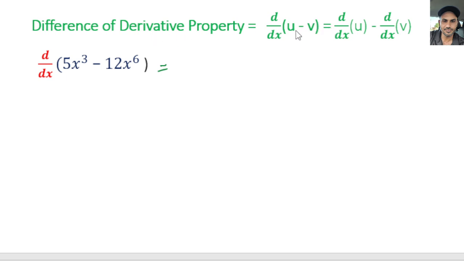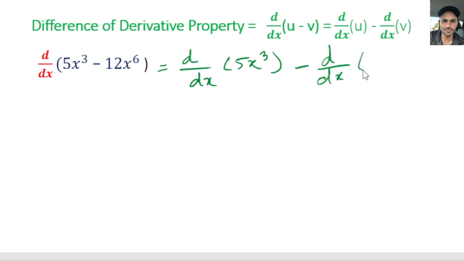in this property form. So we have d over dx of 5x to the third power, 5x cubed, minus d over dx of 12x to the 6th power. Okay, so I separated the terms inside this expression independently. I wrote them as a derivative of each term and took the difference of those two terms.